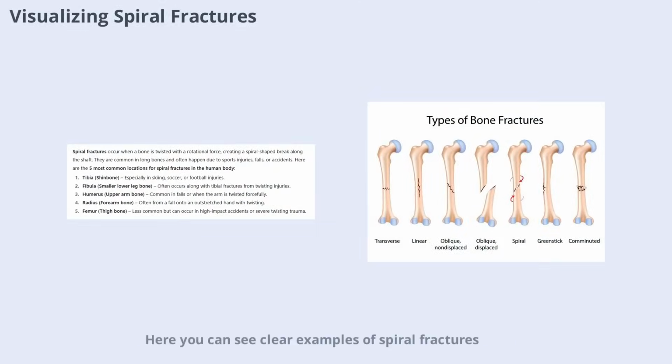Here you can see clear examples of spiral fractures. Notice how the break wraps around the bone, almost like a candy cane stripe. This unique pattern is a direct result of the torsional forces at play. Spiral fractures require careful medical attention, as the twisting can also damage surrounding tissues. Treatment often involves immobilization and, in some cases, surgery to realign the bone. Understanding the mechanics behind these injuries helps in both prevention and recovery.